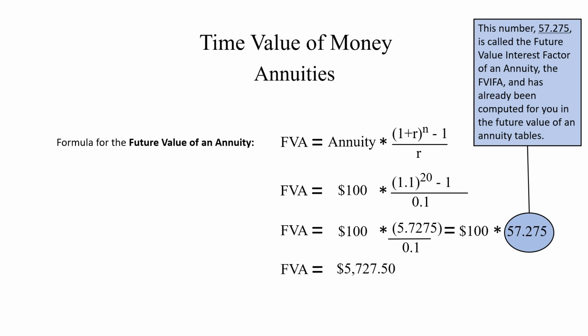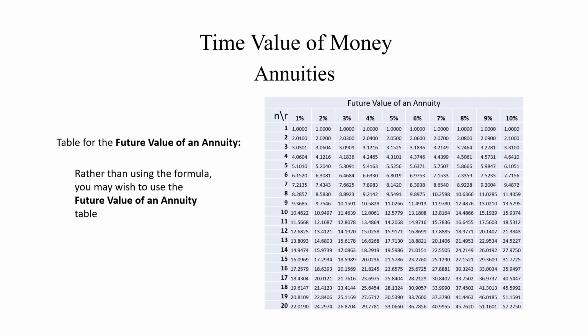This number here, 57.275, is called the future value interest factor of an annuity, the FVIFA, and it's already been computed for you in the future value of an annuity tables. All you need to do is find it. Here's the future value of an annuity table. Make sure when you're finding the FVIFA, you're using the correct table. It's easy to use the future value of an amount table instead. Lots of test points have been lost because the wrong table was used.